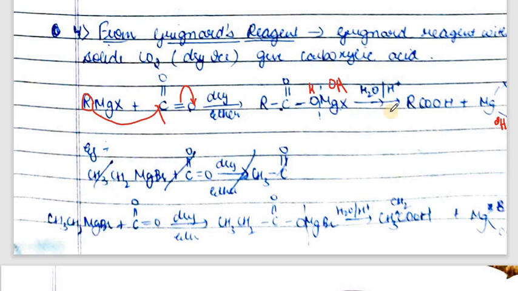Similarly, if we take an example where instead of R we use ethyl, then with carbon dioxide in the presence of dry ether we first get this product, and upon hydrolysis it gives CH3CH2COOH, that is propanoic acid, and here again MgBr and OH, so basic magnesium bromide is formed.